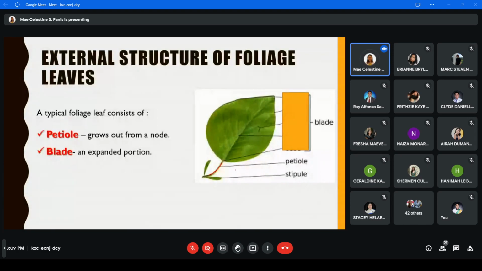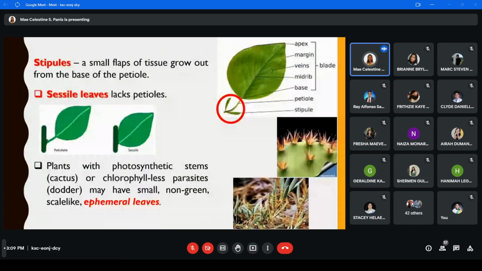And then the expanded portion is the blade. Okay? So again, the petiole and the blade. And then aside from the two parts, naa pod tayo stipules. Okay, this is a small flap of tissue that grows out from the base of the petiole. So kaning small na mga leaf na makita nato is what we call the stipules.